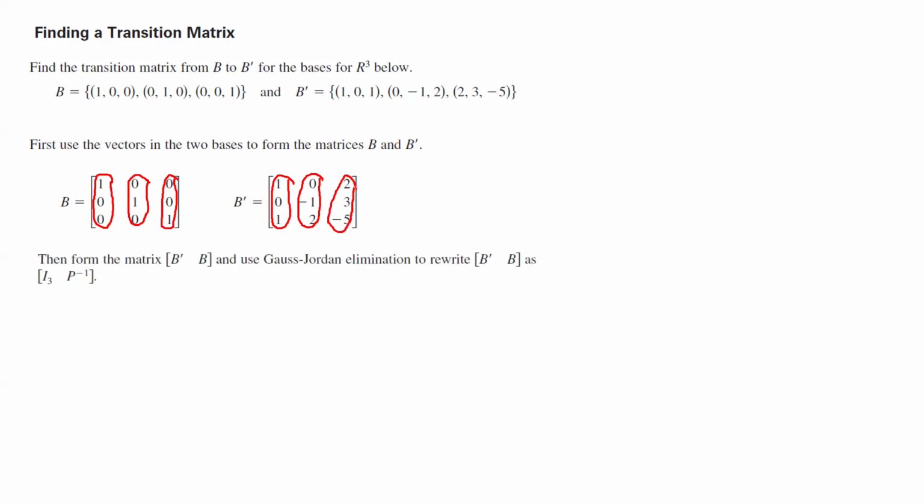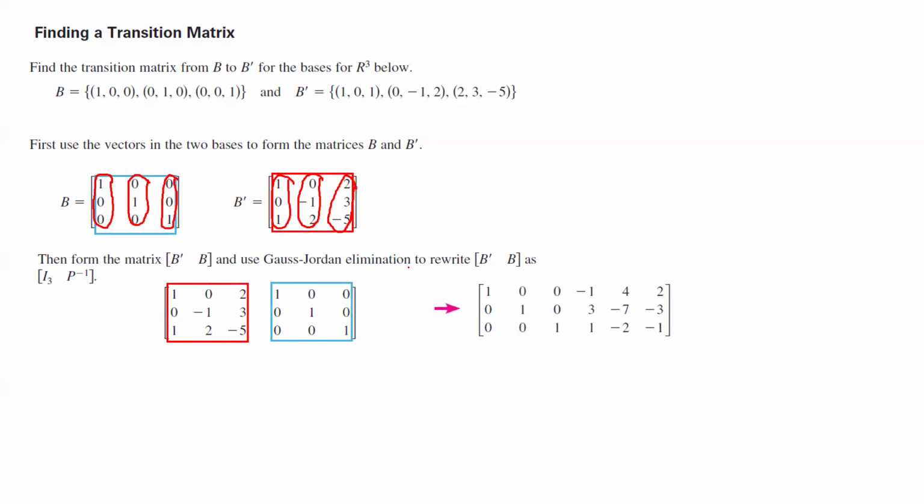Now, form the matrix B prime and B, and then apply elementary row operations that you learned before. So here you have B prime and B. So B prime comes first, then B, and then applying elementary row operations. Here you have pivot 1, this is 0, but this guy needs to be 0. So multiply the first row by negative 1 and add it to the second row. And as you know, this matrix converts into identity matrix. And here you have the inverse of the transition matrix that you were looking for, all right?